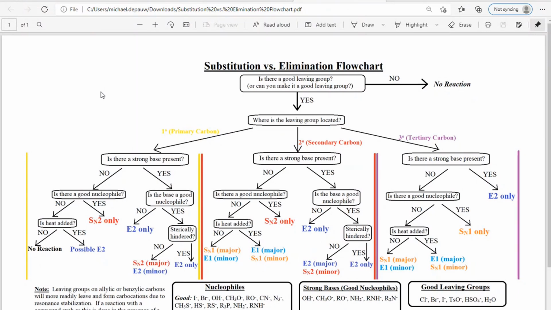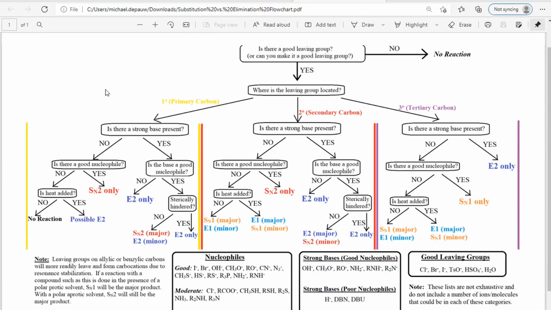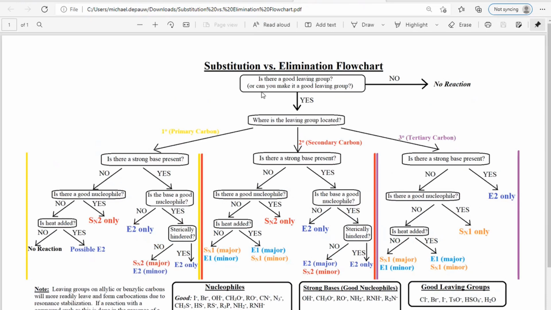It's probably one of the hardest things you've dealt with all semester, trying to discern between SN1, SN2, E1, E2, and all the different possible iterations of that, right? There's a series of questions that you can ask yourself that will really give you some good clarity as to what you're looking for, what you're going to expect with a particular set of reactants. The first thing you want to look to is answering the question, is there a good leaving group? Or can you make it a good leaving group?